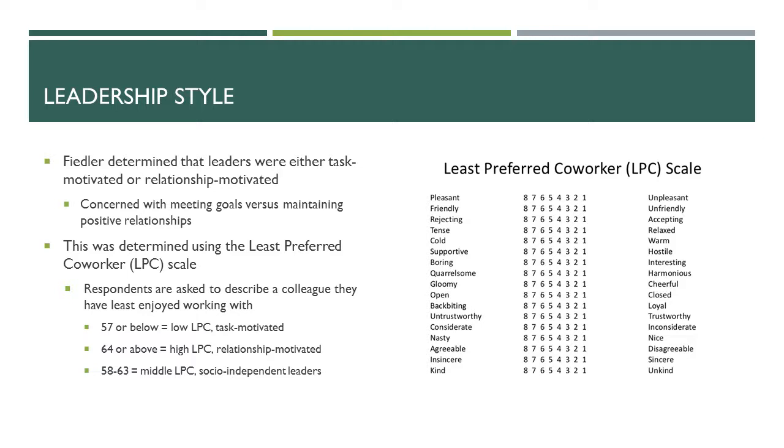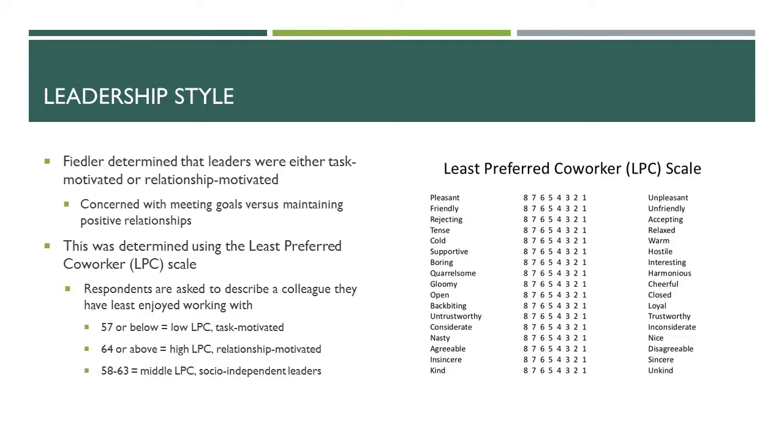And respondents are asked to describe a colleague that they have least preferred working with by using 16 bipolar adjectives on a scale from 1 to 8. And you can see the scale and the image here on the right. Based on the calculations of the scale, if your score was 57 or below, you would be considered a low LPC and are thus task motivated. With a score of 64 or above, you have a high LPC and are thus considered relationship motivated.